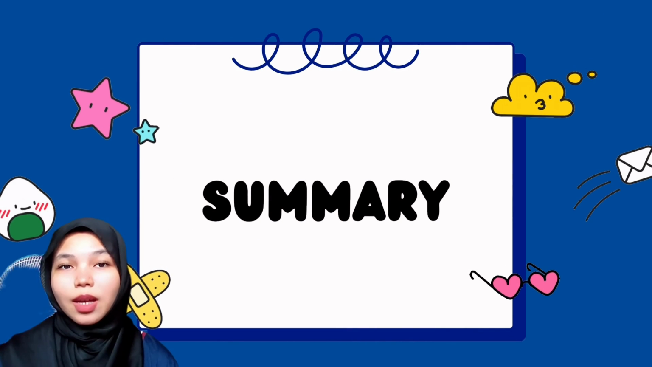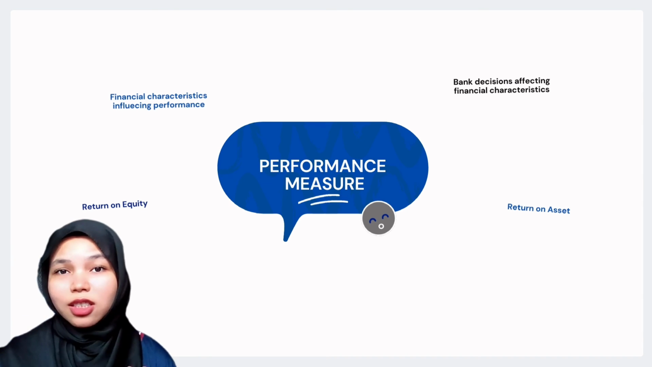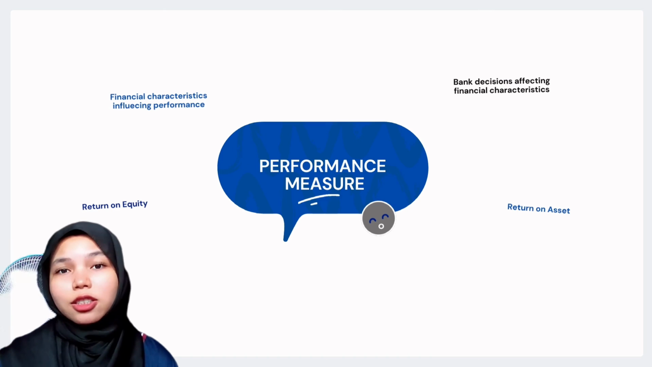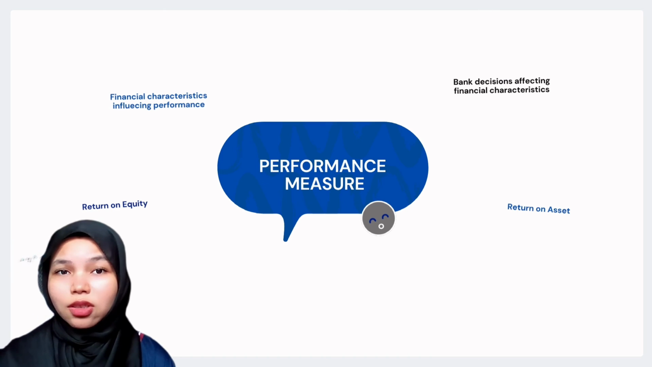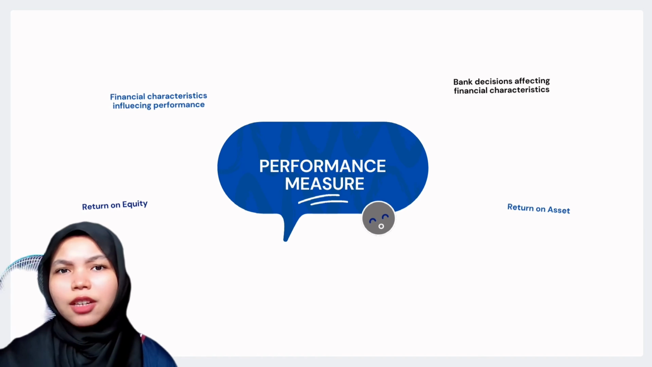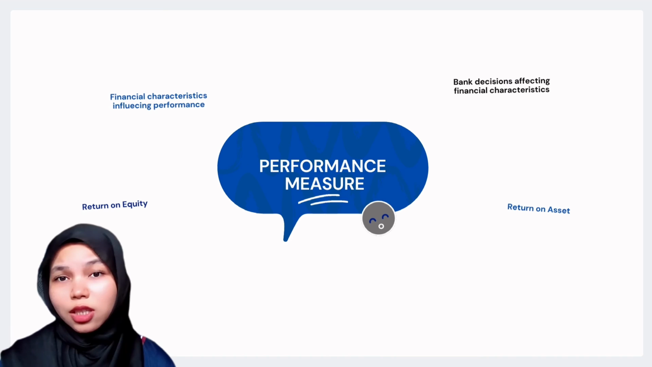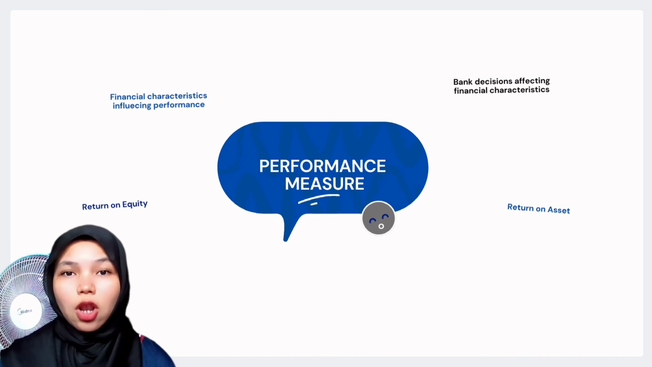The last one is the summary, performance measure. The characteristics influencing ROA and ROE, also the effect of financial characteristics. The characteristics influencing ROA are net interest margin, net interest revenue, non-interest expenses, and loan losses. For ROE, it is ROA and leverage measure. The effects of financial characteristics on ROA and ROE are deposit rate decision, loan rate decision, loan losses, and so on.